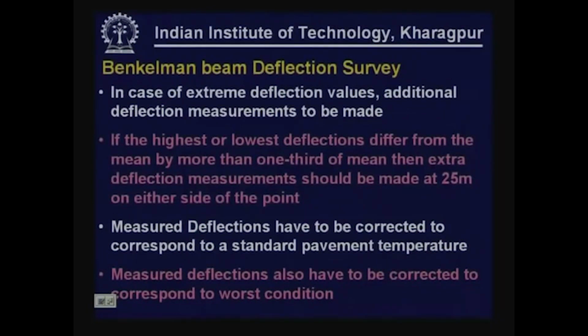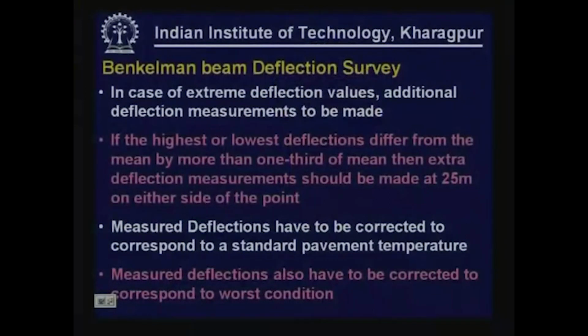The measured deflections have to be corrected to correspond to a standard pavement temperature. As I said, if you have a bitumen surfacing, the pavement deflections are going to be affected by the temperature of the pavement. At higher temperatures, the bitumen surface is going to be weak, then you get higher deflections. On the other hand, if you do the deflection survey in very cold temperature, the deflections will be low. So, this has to be normalized to a standard temperature.